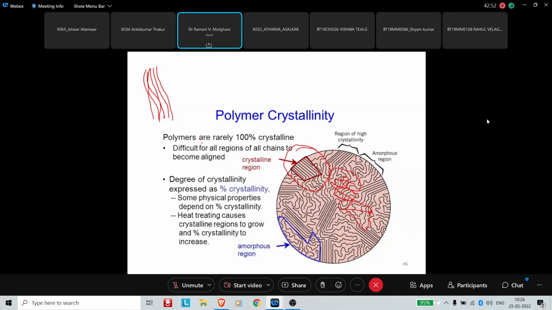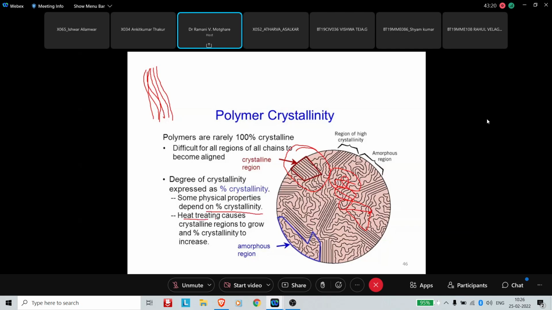So polymers are rarely 100% crystalline because the non-crystalline part will hold it together. So this is the crystalline region, and it is difficult for all regions of all chains to become aligned. So the degree of crystallinity is expressed as percentage crystallinity. Some physical properties depend on the percentage crystallinity.